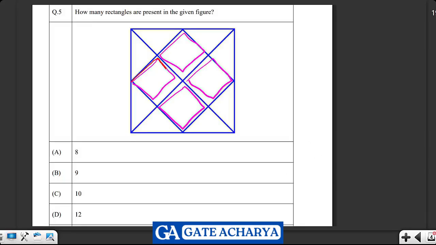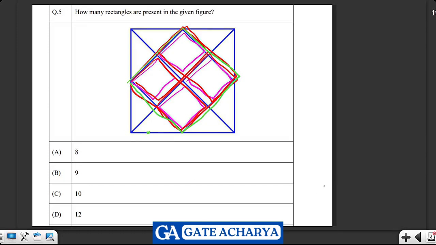This is one rectangle, like you can see this red color. This is your fifth. This is your sixth. Then this is your seventh, and then this is your eighth. Then this whole figure is also a rectangle, right? So this is your ninth one. And the last one is your entire outer rectangle, this one.